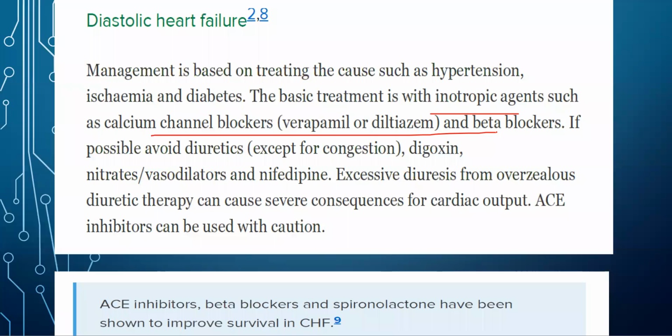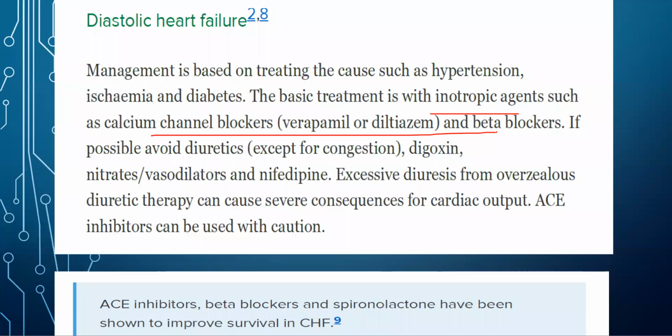We normally try to avoid diuretics because the patient is already not having enough blood coming into the heart. If you give diuretics, the patient will lose more blood volume, which can make it worse. These patients in diastolic heart failure are not very congested, unlike systolic heart failure patients. So we don't need too many diuretics, except if they have congestion or too much fluid accumulation, then only we can go for it.